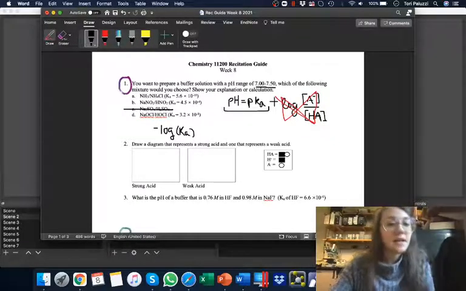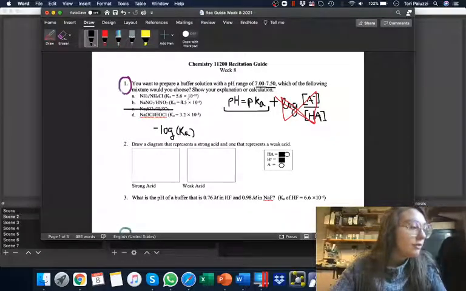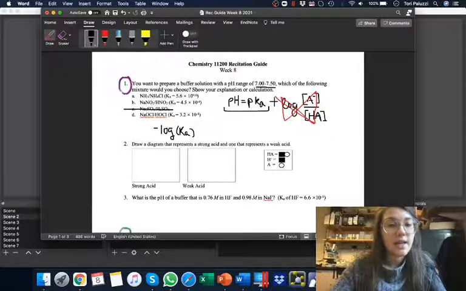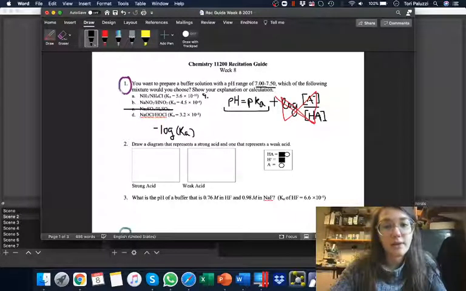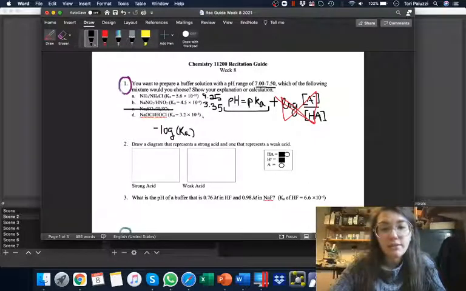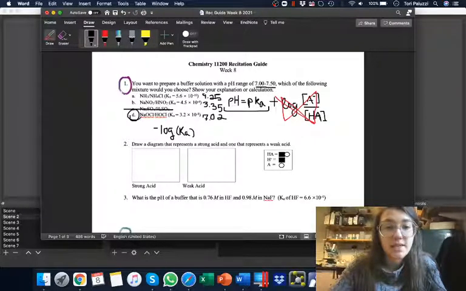Now, when I go through and take the negative log of all of the rest of them, I see that for A I get 9.25, which is quite high. That doesn't sit anywhere in between 7 and 7.5. When I take the negative log of 4.5, I get 3.35, which is very low. And finally, when I do it for D, I get 7.02. There we go. That seems like something between 7 and 7.5. So I am definitely going to pick D as my winner.